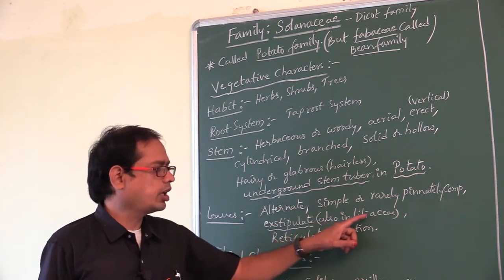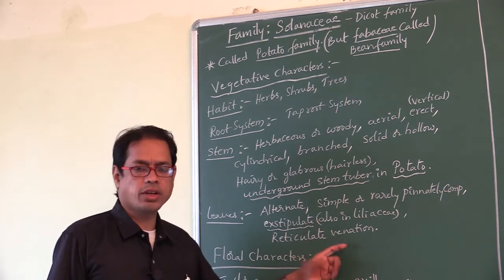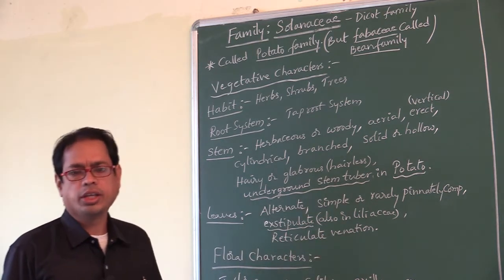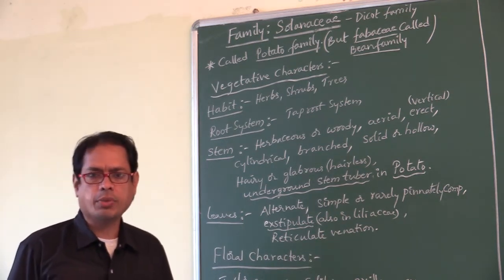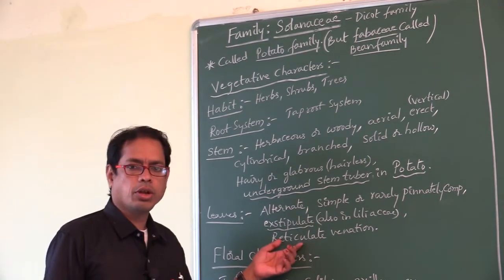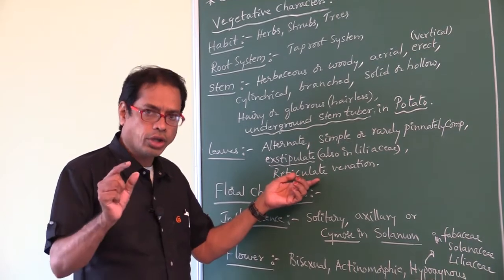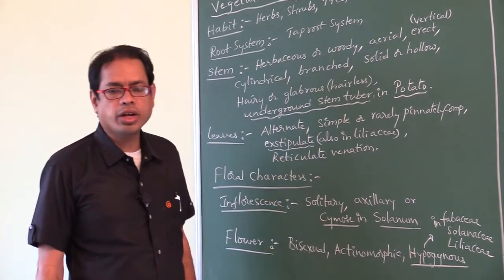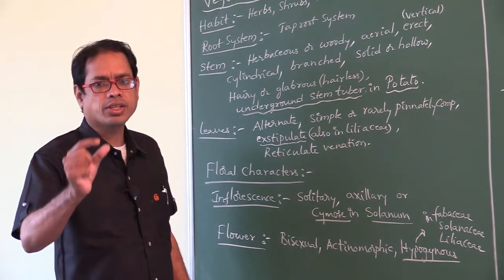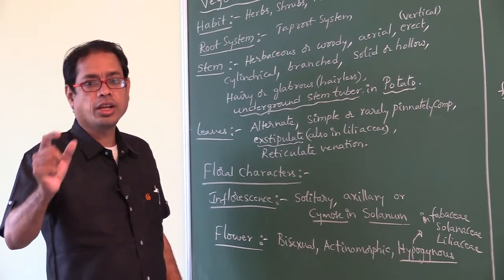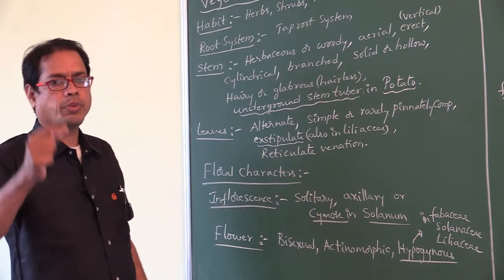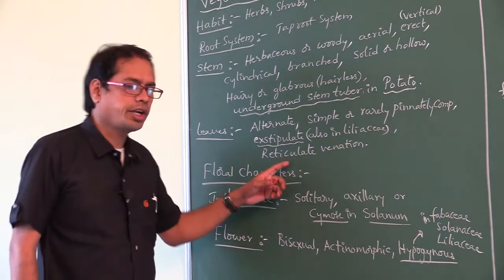Also in Liliaceae. Reticulate venation. Why? Because it is a dicot. In dicots, generally, what type of venation is present? Reticulate venation. Both Fabaceae and Solanaceae leaves show reticulate venation. What does it mean? The lateral veins and veinlets are arranged in a network manner. That type of venation is so called reticulate venation.